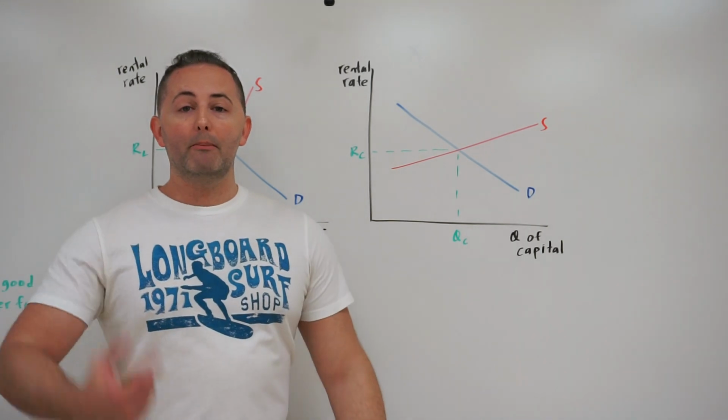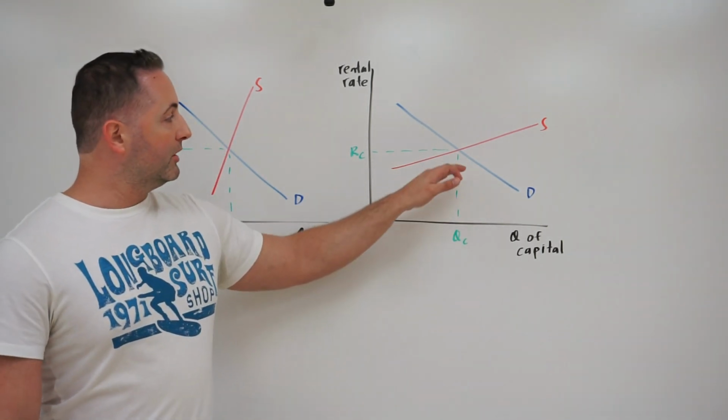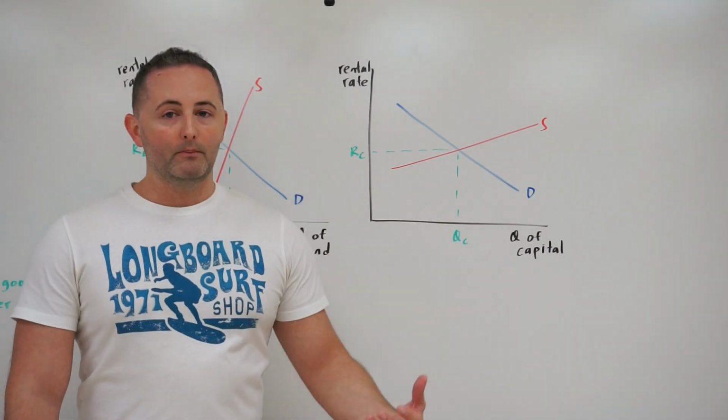Whereas to build more capital, we just need to make more machines. That's a lot easier. It's going to be a lot more responsive to an increase in demand. They'll be able to quickly increase the supply of capital in this case.